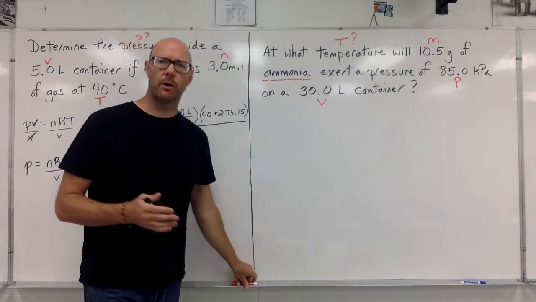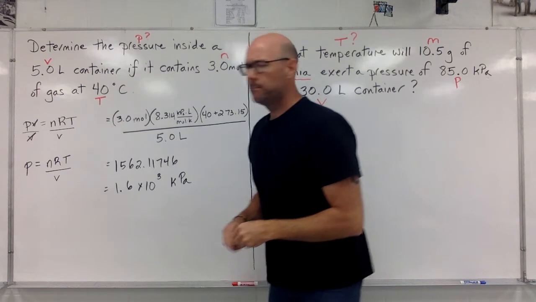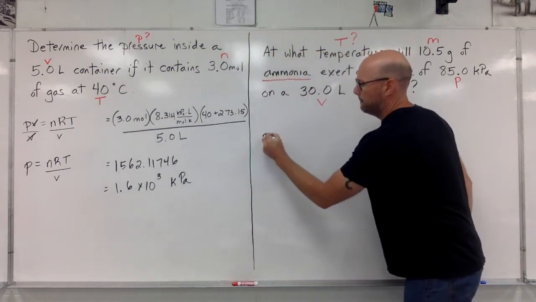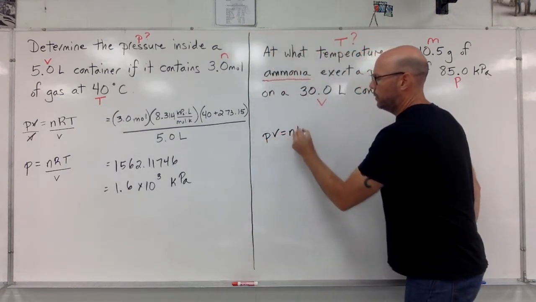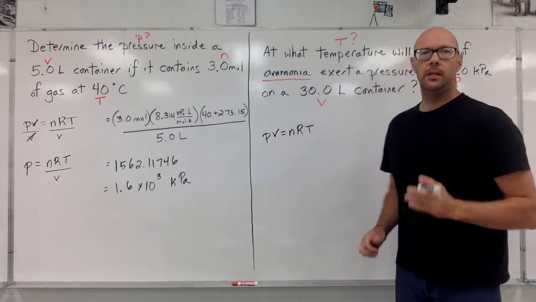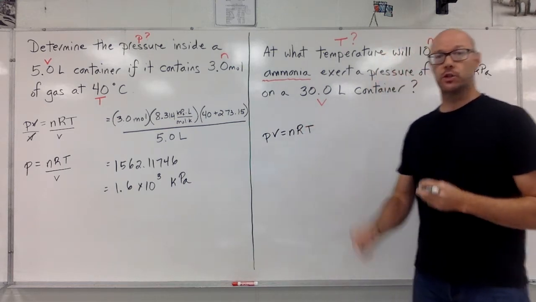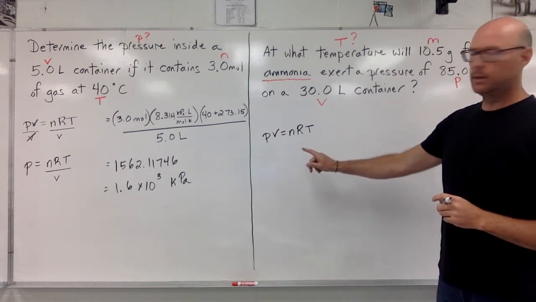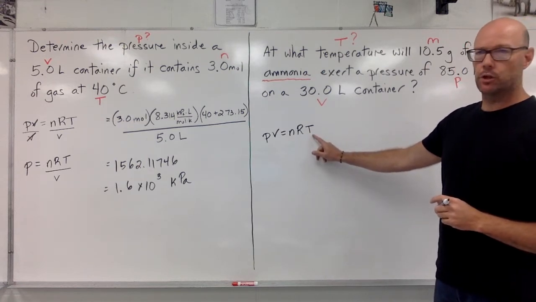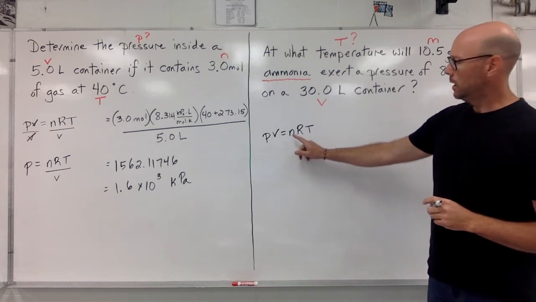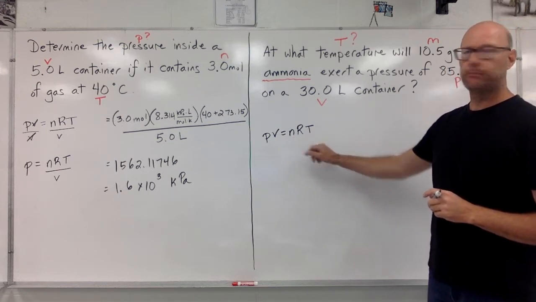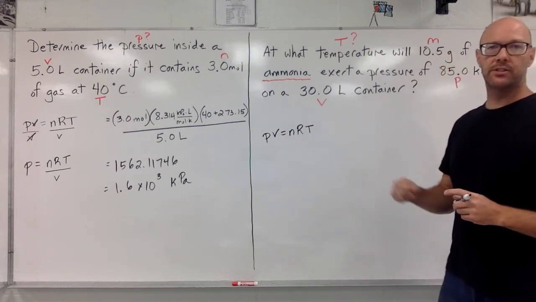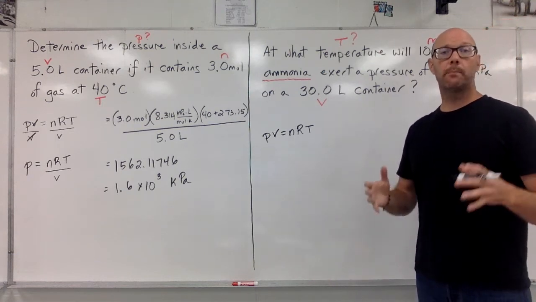I've started to think about what we can do. When I think about the formula, PV equals nRT, if I just run through a checklist, we have a pressure, we have a volume, we're looking for the temperature, we know the constant, but we don't have the moles. We have a mass instead. So we have a two-step problem.